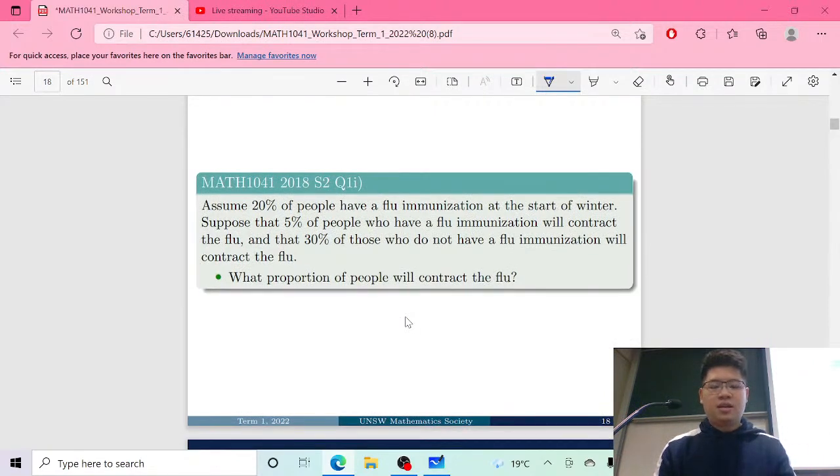This is from 2018 semester 2. So assume that 20% of people have a flu immunization at the start of winter. Suppose that 5% of people who have a flu immunization will contract the flu, and that 30% of those who do not have a flu immunization will contract the flu. What proportion of people will contract the flu?